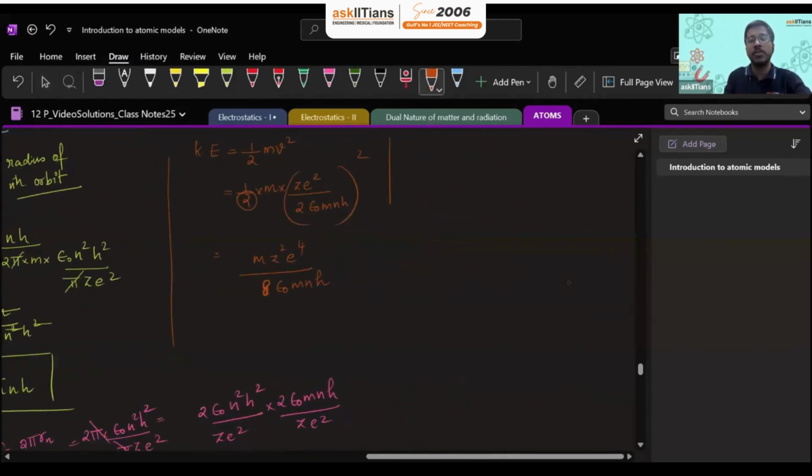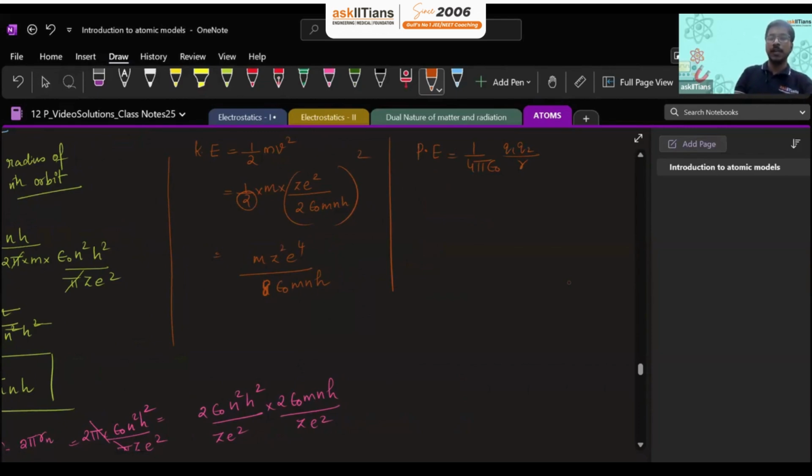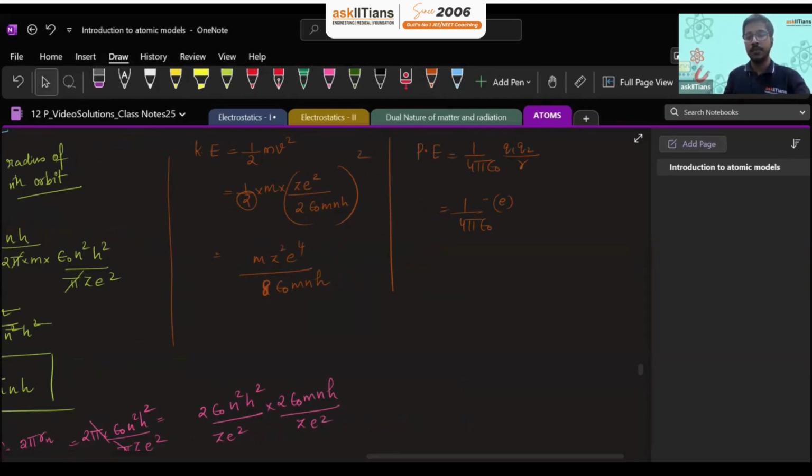Similarly, if you talk about potential energy of the electron in the nth orbit, it is 1 by 4 pi epsilon naught q1 q2 by r, where r is the radius of the electron in the nth orbit, q1 is the charge of the electron, q2 is the charge of the nucleus. The potential energy is 1 by 4 pi epsilon naught q1, the charge of the electron, which is negative. And while you calculate potential energy, you have to take it along with the sign. Okay. Now minus e into ze positive divided by r.